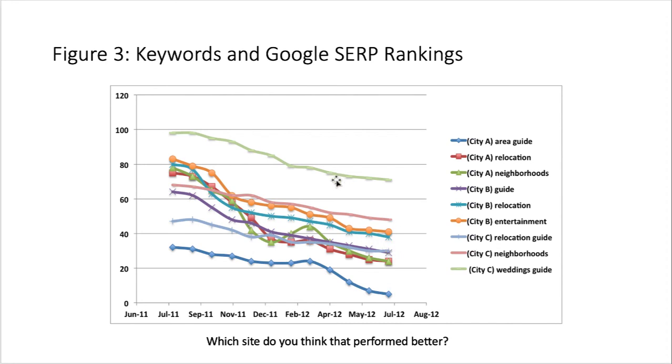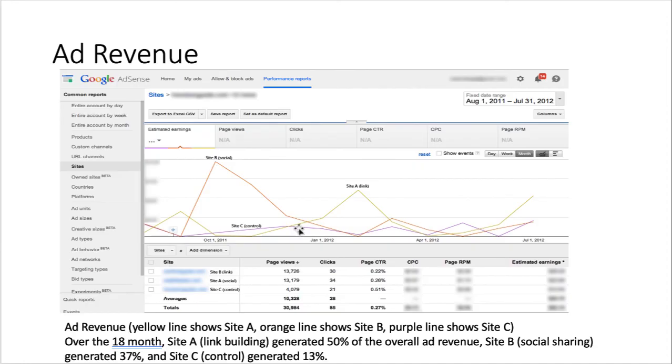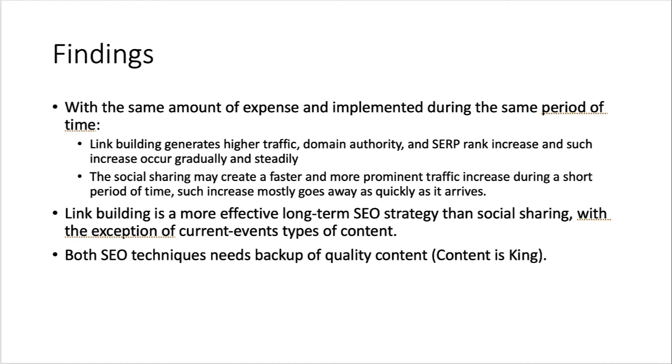So you can see that multiple pages of the link building website have become higher ranked, and also the social sharing websites as well. And then the ad revenue shows that over 18 months, link building generated 50% of overall ad revenue, and social sharing generated 37%, and the last one, the control one, only generated 13%.